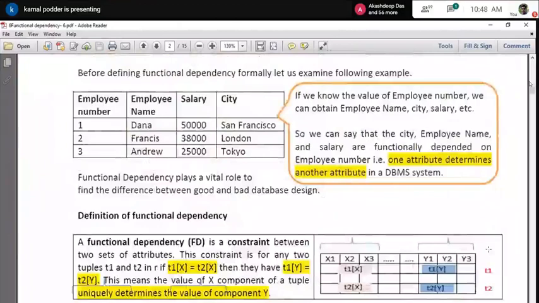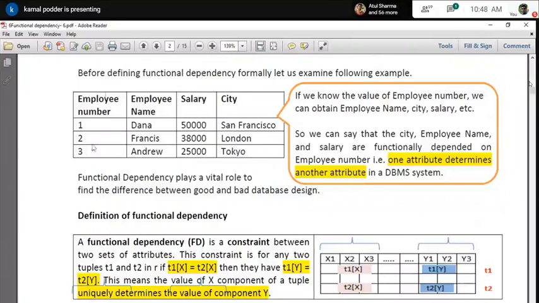Now, before giving the formal definition of functional dependency, let's try to understand it with the help of an example. I have the employee relation: employee number, employee name, salary, and city. If you try to find out the functional dependency from the data, you have to understand every attribute. Then only you can find it.